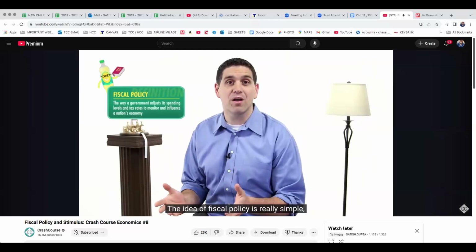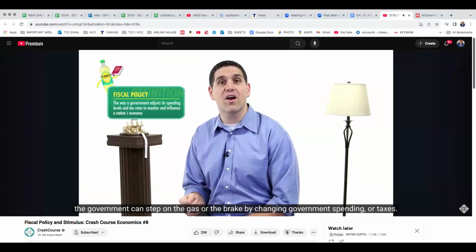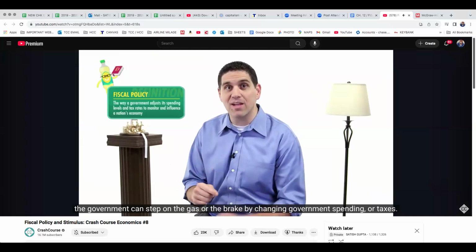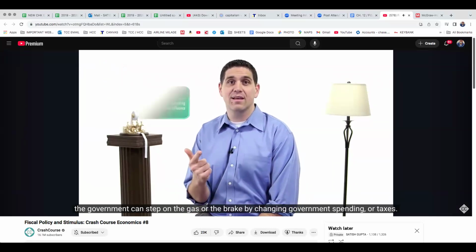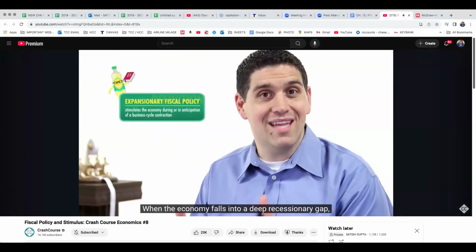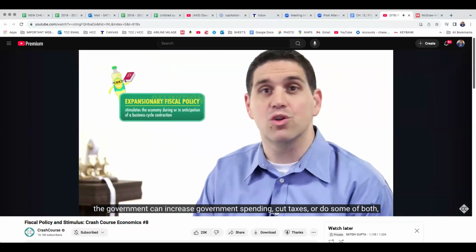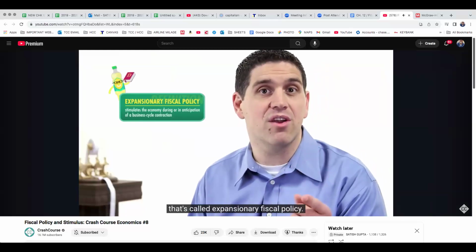The idea of fiscal policy is really simple. When the economy is going too slow or too fast, the government can step on the gas or the brake by changing government spending or taxes. In the United States, that's the job of Congress and the president. When the economy falls into a deep recessionary gap, the government can increase government spending, cut taxes, or do some of both. That's called expansionary fiscal policy.